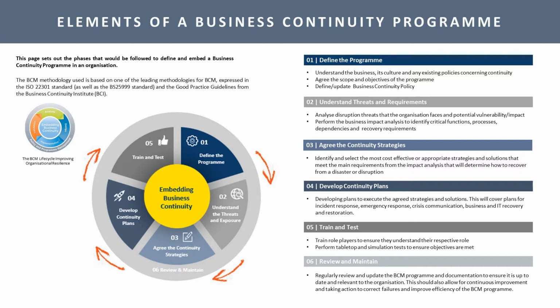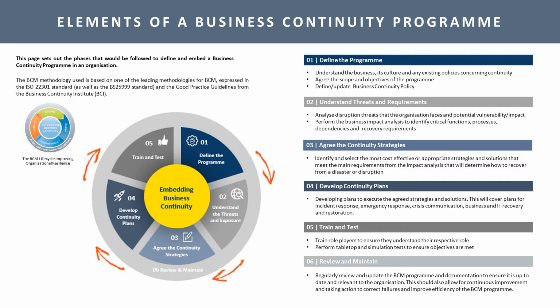Once these strategies have been agreed on by management or the relevant committee, this is when you then start with your continuity plans, where you start developing plans to execute the agreed strategies and solutions. I'm not going to go into a lot of detail, but this is where the business continuity plan will look at things like incident response. It will look at emergency response, crisis communication, and then the actual business and IT recovery and restoration.